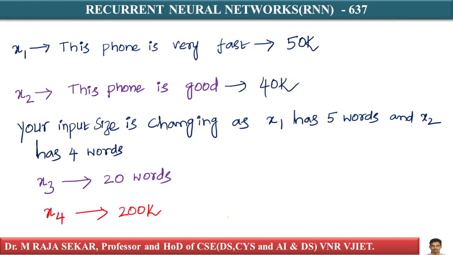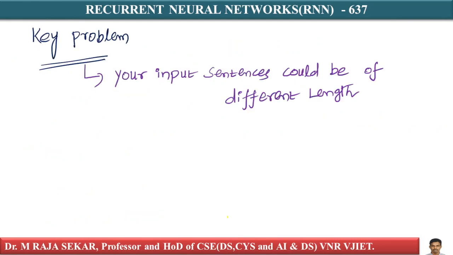Let me assume there is another review x4 which needs a 200k dimensional vector. What does it mean? This is the key problem. What is the key problem? All your inputs are sentences, and they can be of different length. Your sentences could be of different length.